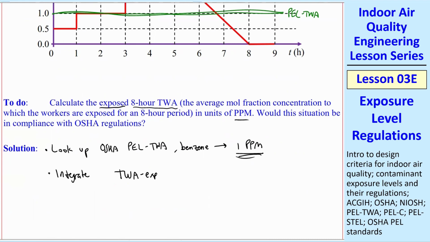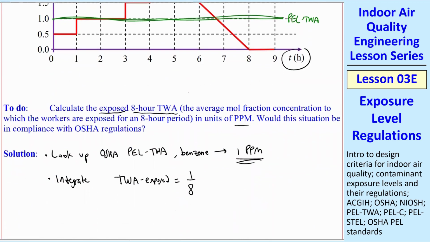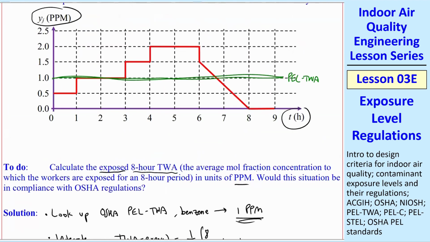TWA exposed is equal to, again, these are in hours, and yj is in ppm, so the scales are already correct. You'd have to do unit conversions otherwise. 1 over 8, integral from 0 to 8, of yj of t dt. And this one you can do in your head. The easiest way is to just look at these blocks. This first one has a width of 1 and a height of 0.5. So it's 1 hour times 0.5 ppm, so this is 0.5 ppm hours for that block.